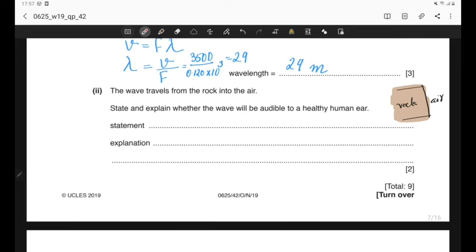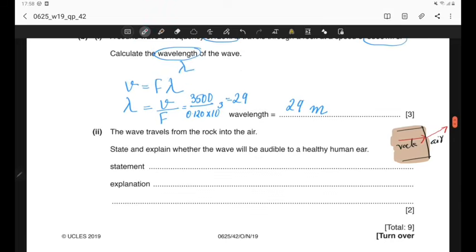So when the wave moves from rock to air, there will be a bending. The wave will bend, and since it is from denser to rarer, it will bend away from the normal. But we don't need to know more about this. We should understand that when the wave moves from one medium to another medium, its frequency is not going to change. Frequency will always be constant.